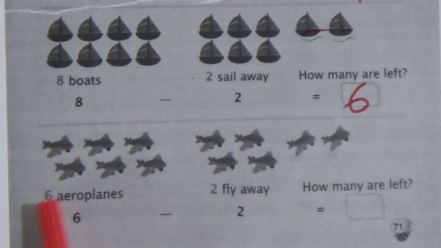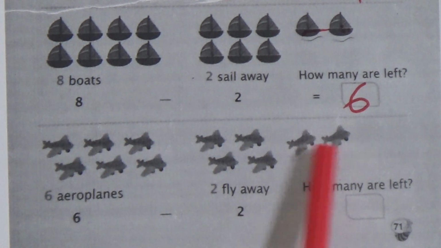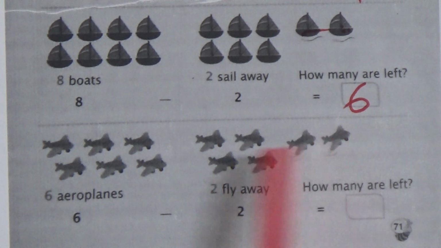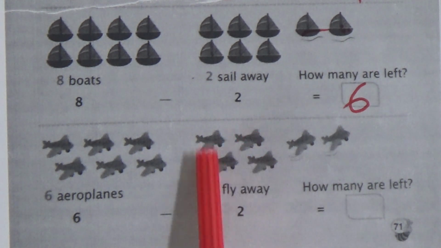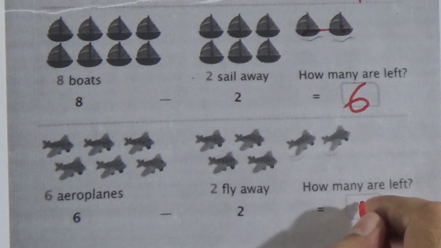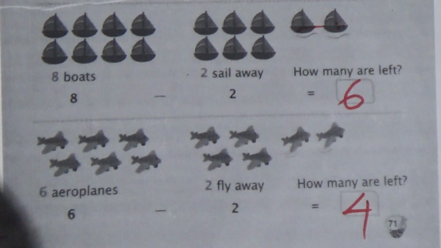Okay, dear students, now go to the next question. What is the next question? 6 aeroplanes here. Count 1, 2, 3, 4, 5, 6. 6 aeroplanes here, and 2 aeroplanes fly away. 1, 2. And how many left now? 1, 2, 3, 4. 4 left. So we can say subtract 2 from 6, you will get the remaining aeroplanes. 4 left. So we can say 6 minus 2 is 4. Now go to the next page.